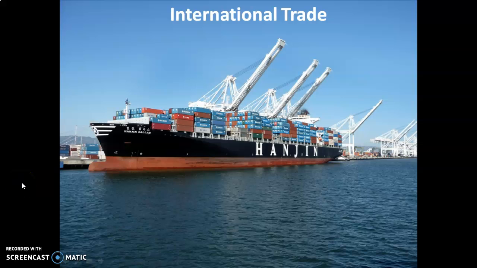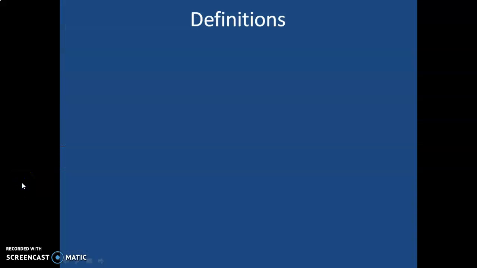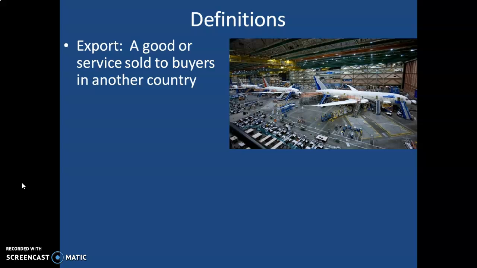So let's take a look at some of the details on trade in the United States and on international economics in general. First of all, let's start with a few definitions. This might be repetitive things you already know, but let's just make sure that we do make this clear. An export is a good or a service that is made in the United States, in our case, and is then sold to buyers in another country.